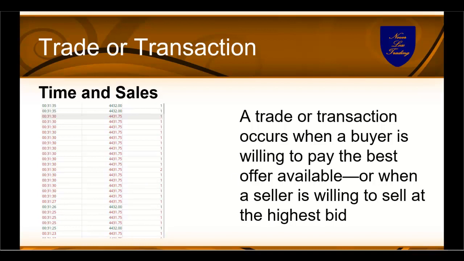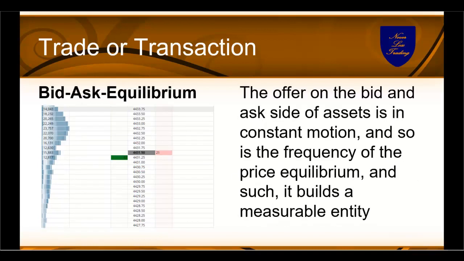Now let's dive deeper into the topic. What you see here is just a screenshot of the active trader, the DOM, where you see how many contracts were exchanged at that price in the past and where the current offer is between the bid and the ask. The offer on the bid and ask side of an asset is in constant motion, and so is the frequency of price equilibrium when an agreement is found, and with that we found a solid basis for extrapolating handover points where buyers hand over to sellers or sellers hand over to buyers.